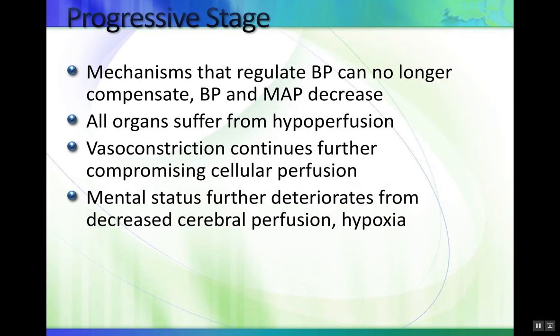All of the organs are going to suffer. So remember, we said you're going to be looking at your CMP at that point, and you might see your BUN and your creatinine levels increasing. There may be an alteration in your liver, but the big ones that you're going to see are your BUN and your creatinine. The vasoconstriction is continuing at this point too with cellular perfusion.